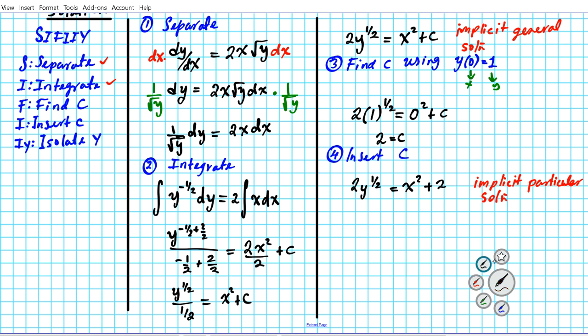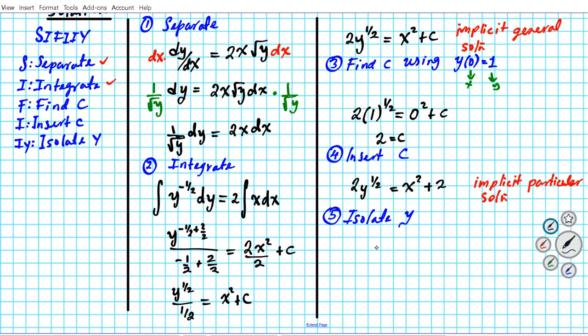We need to get y by itself, so we are going to carry out the last step, which is to isolate y. All right, so let's go ahead and isolate y. All we have to do now is just algebra. There's no more calculus steps involved. So we have 2y to the 1/2 equals x squared plus 2. All we're going to do now is just divide both sides by 2 and square. Okay. All right, so let's do that.